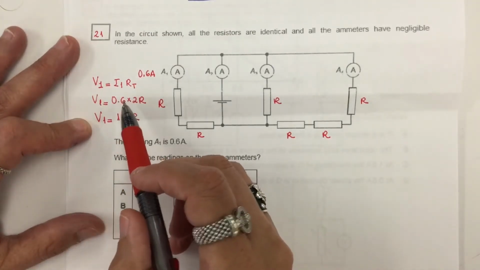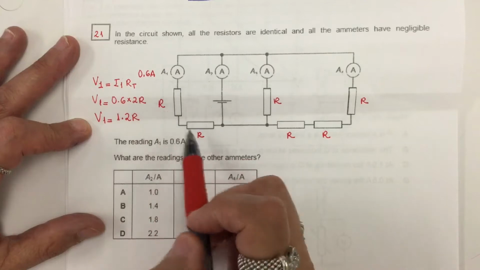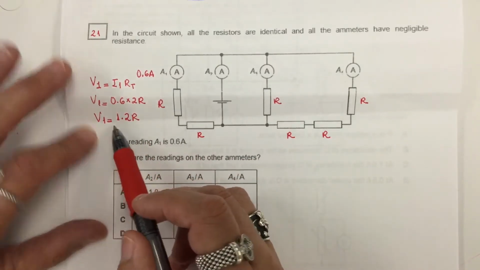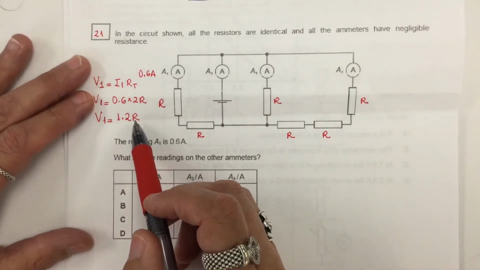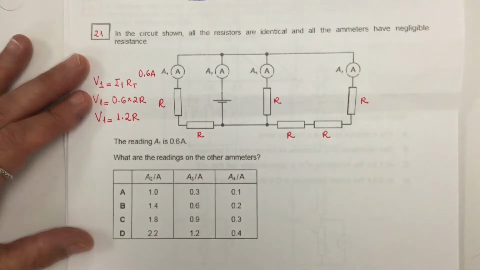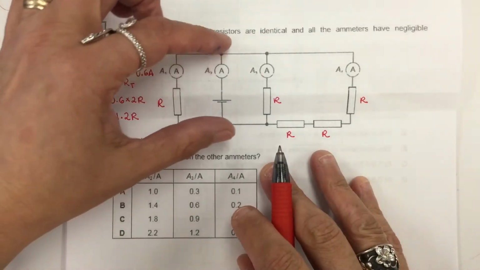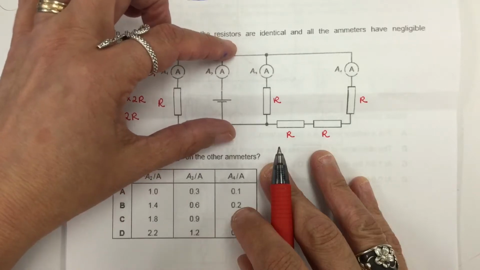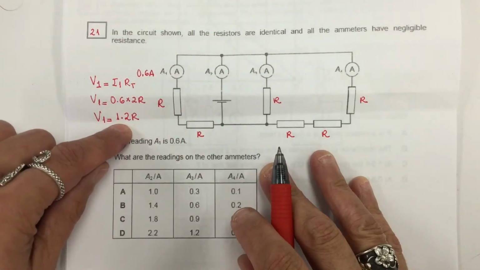So 0.6, the current, times 2R. They are in series, so I add them. So the voltage is in terms of R. I cannot have a numerical value here because I don't know how much this resistance is. Now, because this is in parallel with this, the voltage over here is exactly 1.2 R.